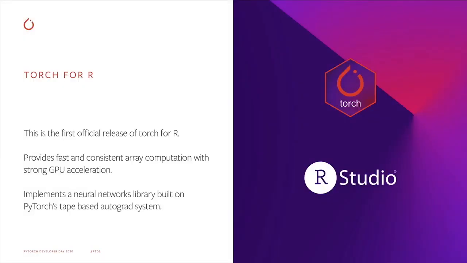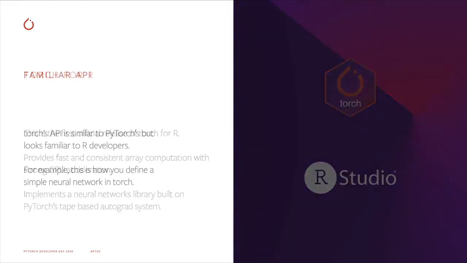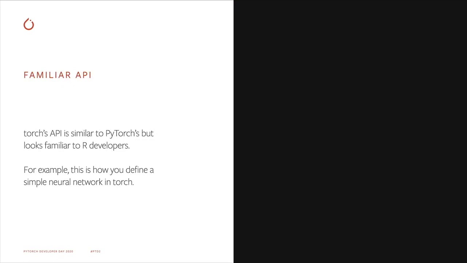We are happy to announce the first release of Torch. Torch is an open-source R package implemented on top of libtorch. Most of Torch's code is auto-generated from libtorch's declarations, but we also provide neural network abstractions implemented directly in R. Torch's API is very similar to PyTorch's, but looks familiar to R developers.